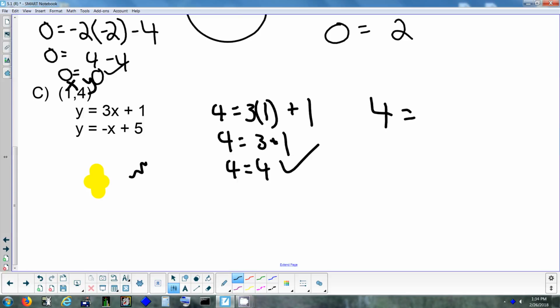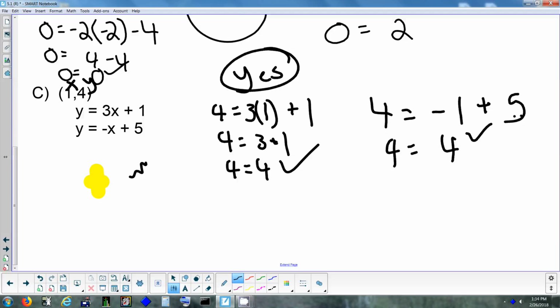Alright, so 4 equals, now I got a negative there, right? The negative just stays. It's nothing we're changing, nothing we're substituting for. And what's X? 1. Plus 5. If I do my math, 4 equals, again, 5 is bigger. We take the sign of the bigger number. 5 minus 1, 4. It checks out, so yes, it is a solution.